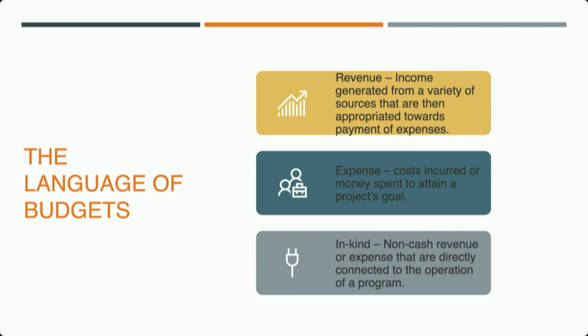So let's talk about these. Let's look at the first one, revenue. When we talk about revenue, we're actually talking about income that is generated from a variety of sources that are appropriated in this budget document for the purpose of paying expenses. Right? So that's our revenue. How much money we take in. And when we talk about expenses, we're talking about the inverse of that. Those are the costs that are incurred by the program, and you draw money from this revenue line to take care of those costs.